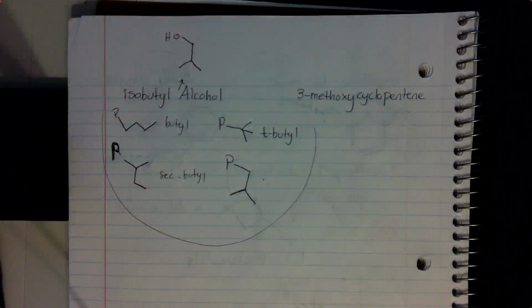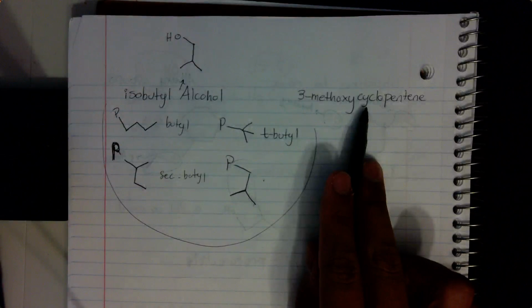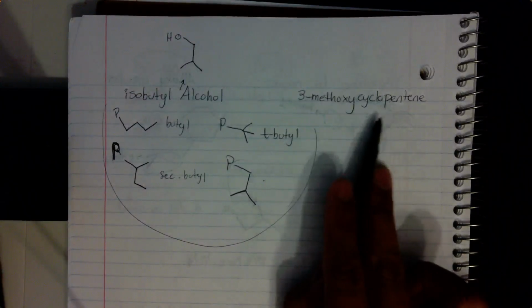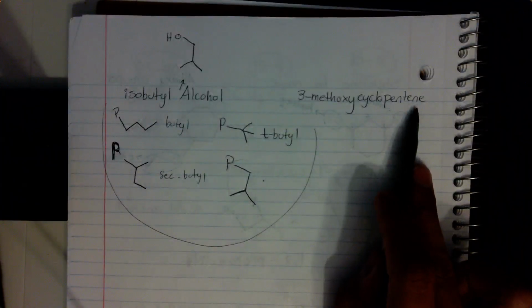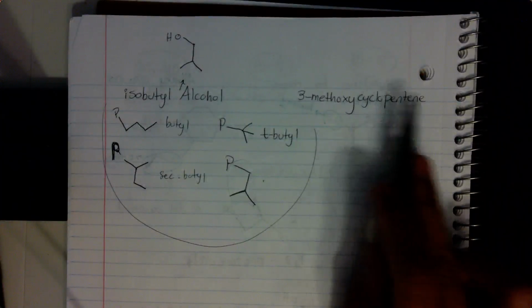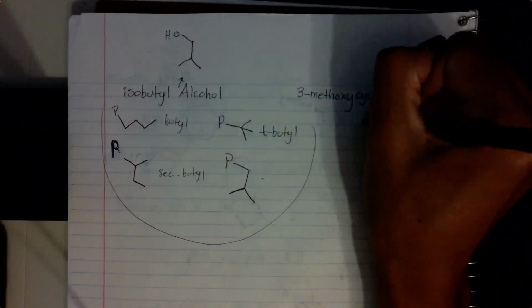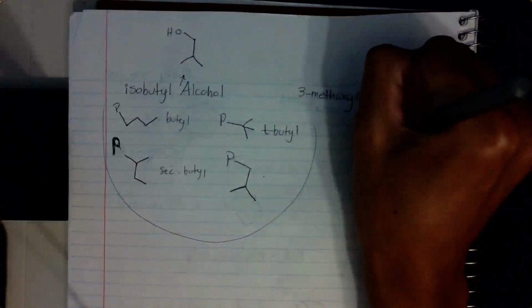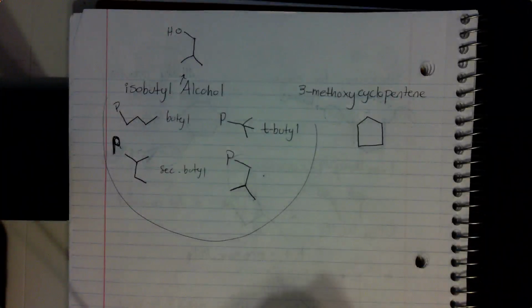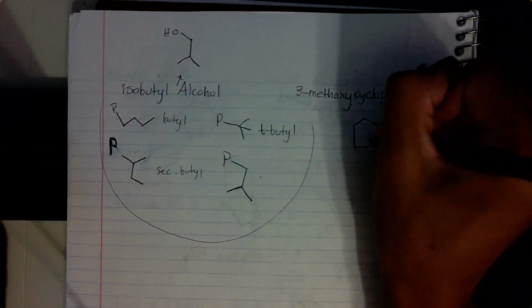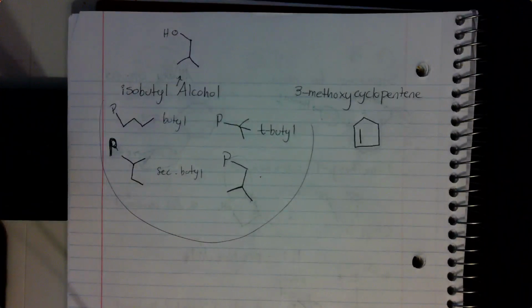Okay, let's now look at 3-methoxycyclopentene. And we know that just from reading this, our parent is a cyclic 5-membered ring with a double bond. So let's go ahead and draw that. Let's draw cyclopentene. So we draw our cyclic 5-membered ring, and I just put an alkene anywhere. I'll just put the alkene right here. Why not? It doesn't matter where I put it. It's a cyclopentene. That is my parent.